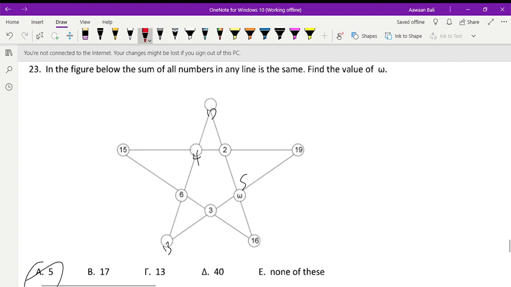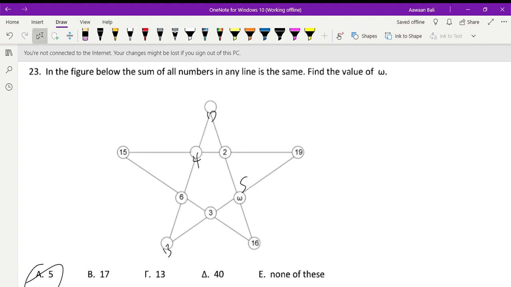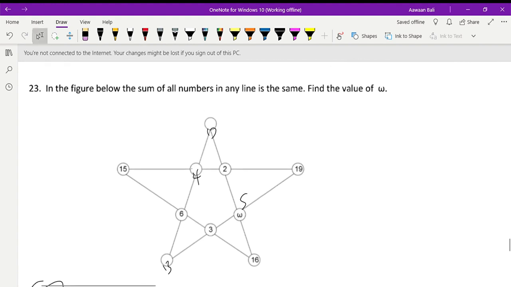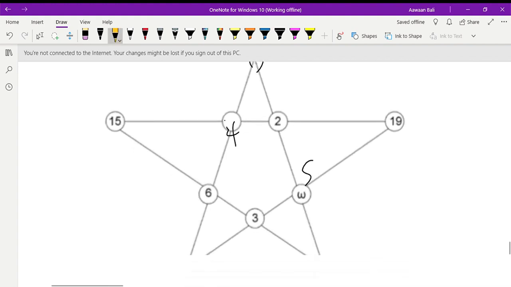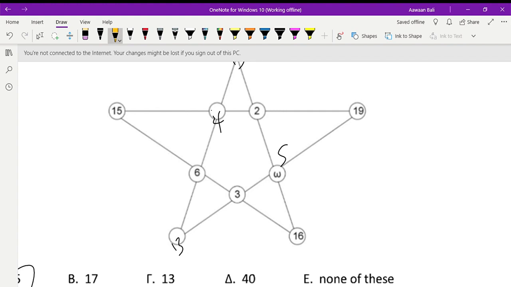Now, question number 23. In the figure below, the sum of all the numbers in any line is the same. Find the value of omega. Omega is this here, by the way. So, the sum of numbers in any line is the same. Look at this, it's a full line, so we can find this magic number it's talking about.